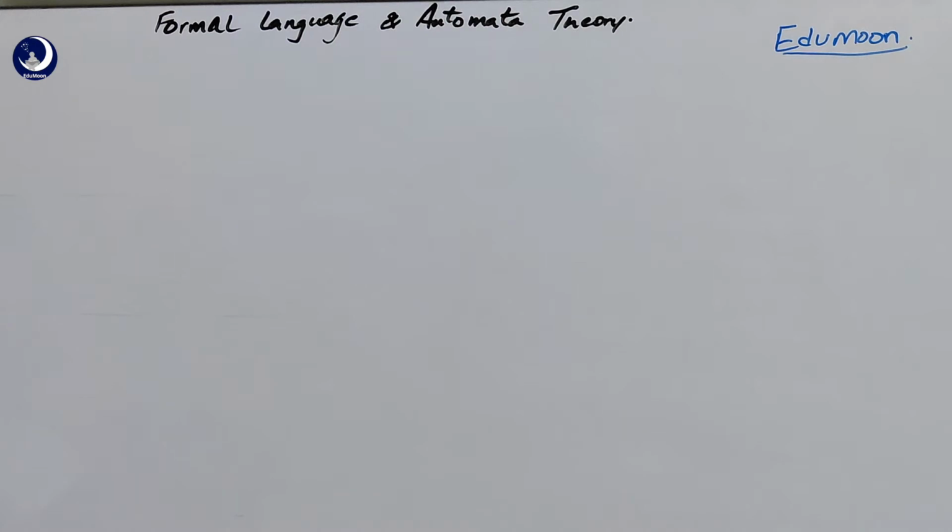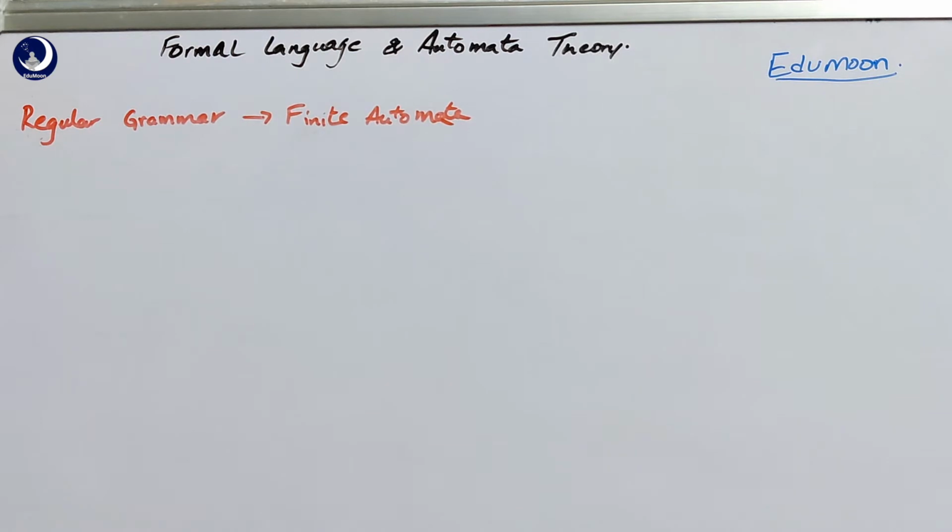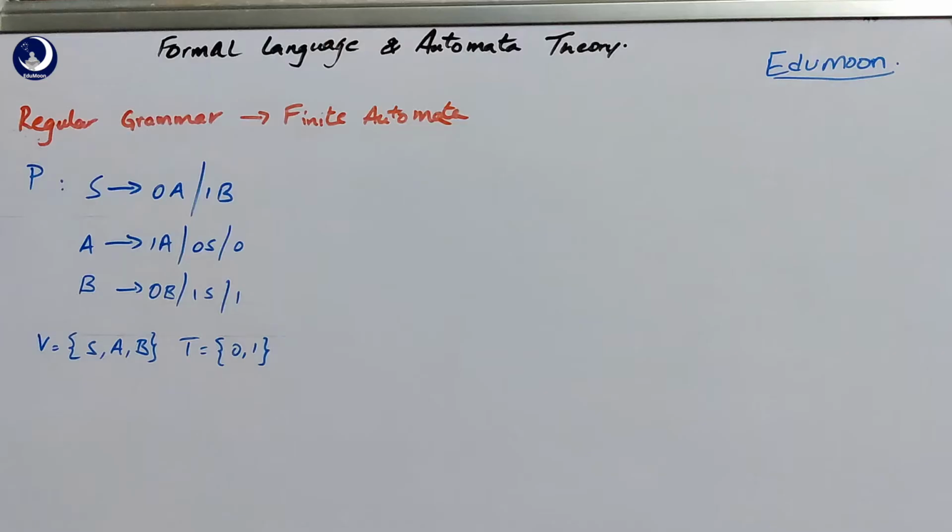In this short video, we shall discuss converting a regular grammar into a finite automata, and a finite automata to a regular grammar. As a first example, let us consider a regular grammar and convert it to a finite automata. So consider a grammar with the following production rules.